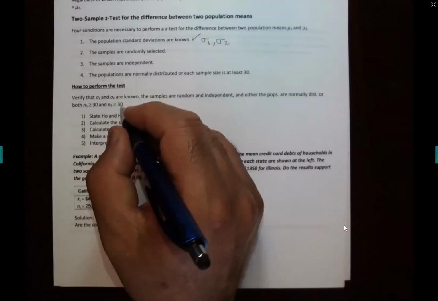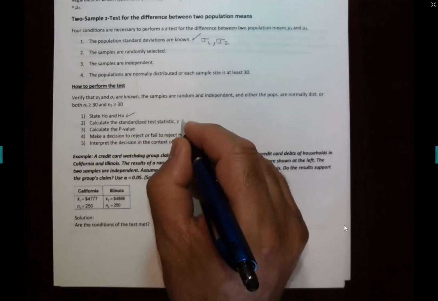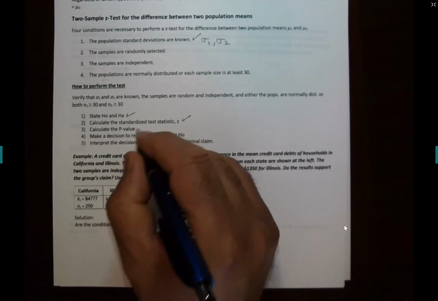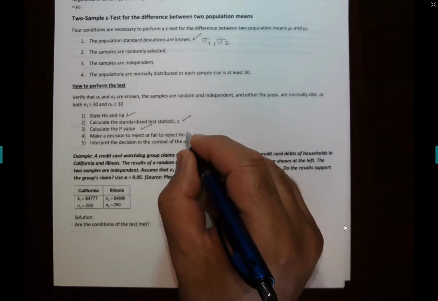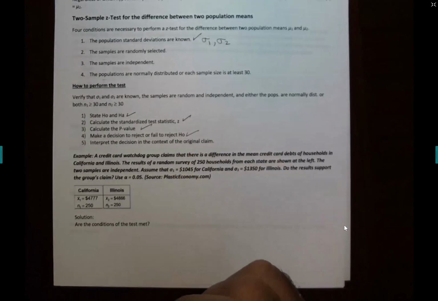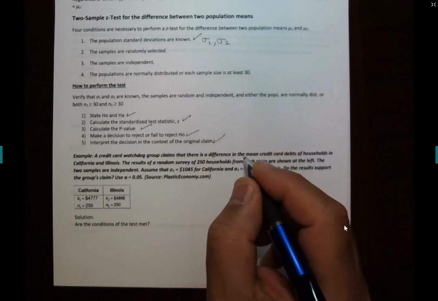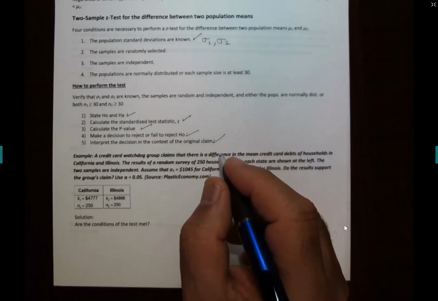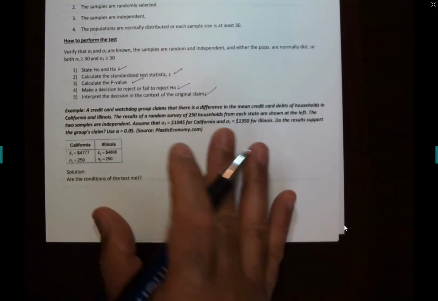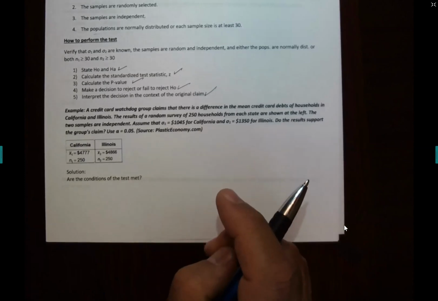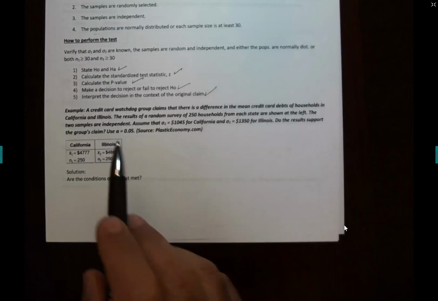How to perform the test? I think you are familiar with it. You state H0 and HA. You find the standardized test statistic Z. You calculate the p-value, no critical value in this chapter. Make a decision to reject H0 or fail to reject H0. Interpret your decision in the context of the claim. And let me show you now. Let's put it to work, guys. So please pay attention and see how nicely this will transition from chapter 7 to chapter 8.